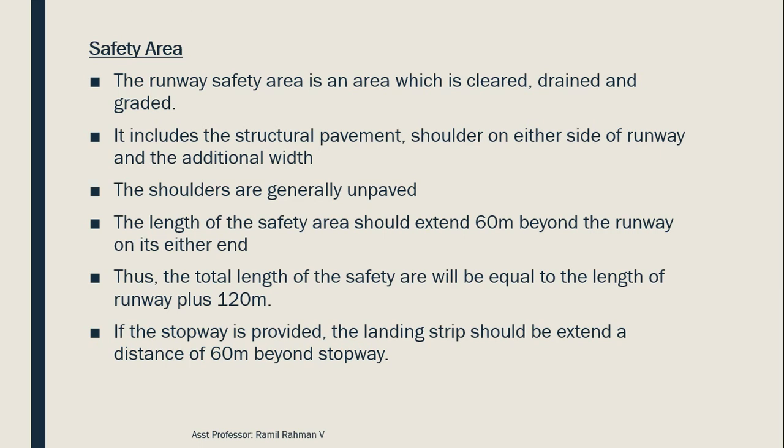The next thing is the safety area. The runway safety area is an area which is cleared, drained and graded. It includes the structural pavement shoulders on either side of runway and the additional width. The shoulders are generally unpaved. The length of the safety area should extend 60 meters beyond the runway on its either end. Thus the total length of the safety area will be equal to the length of the runway plus 120 meters. If the stopway is provided, the landing strips should be extended a distance of 60 meters beyond stopway.